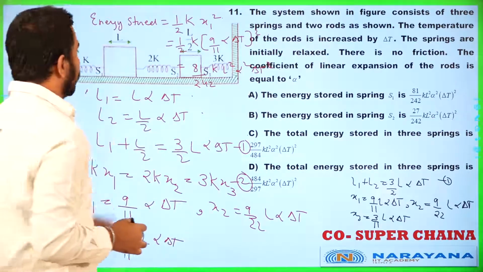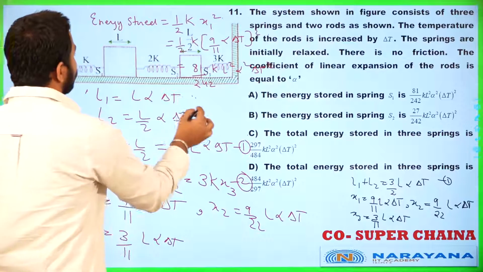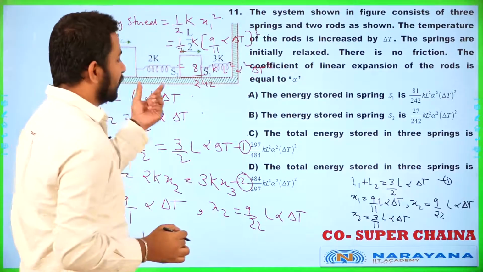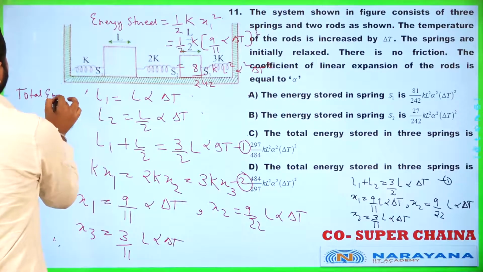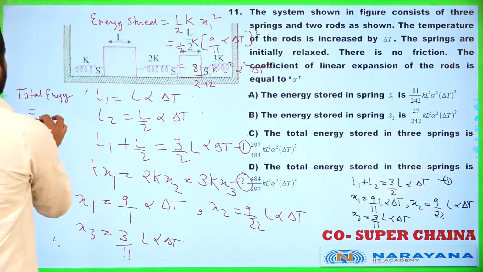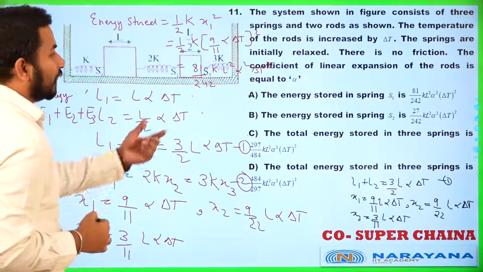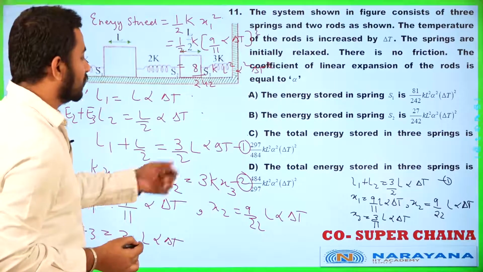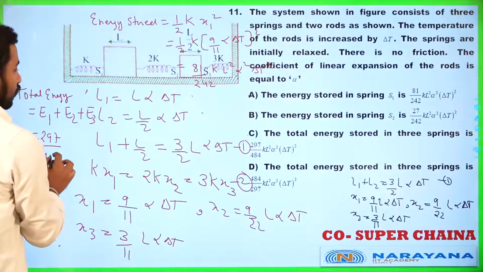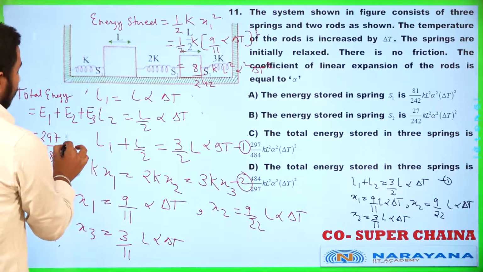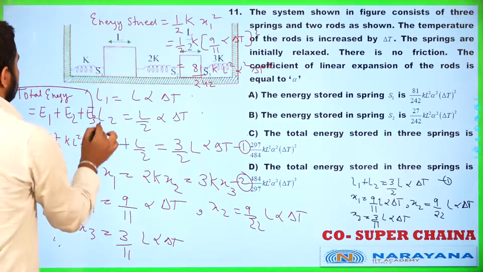Similarly, you can check it for S2 and similarly you can check it for S3. So this will be my S1. Similarly I can get it for S2, and similarly I can get it for S3. So my total energy will be the energy of the first spring plus energy of the second spring plus energy of the third spring, right? So if I add all this together, E1 plus E2 plus E3, I'll get the total energy stored. So total energy will be coming as 297 by 484 K L square alpha square delta T whole square. That will be the answer of this question, student.